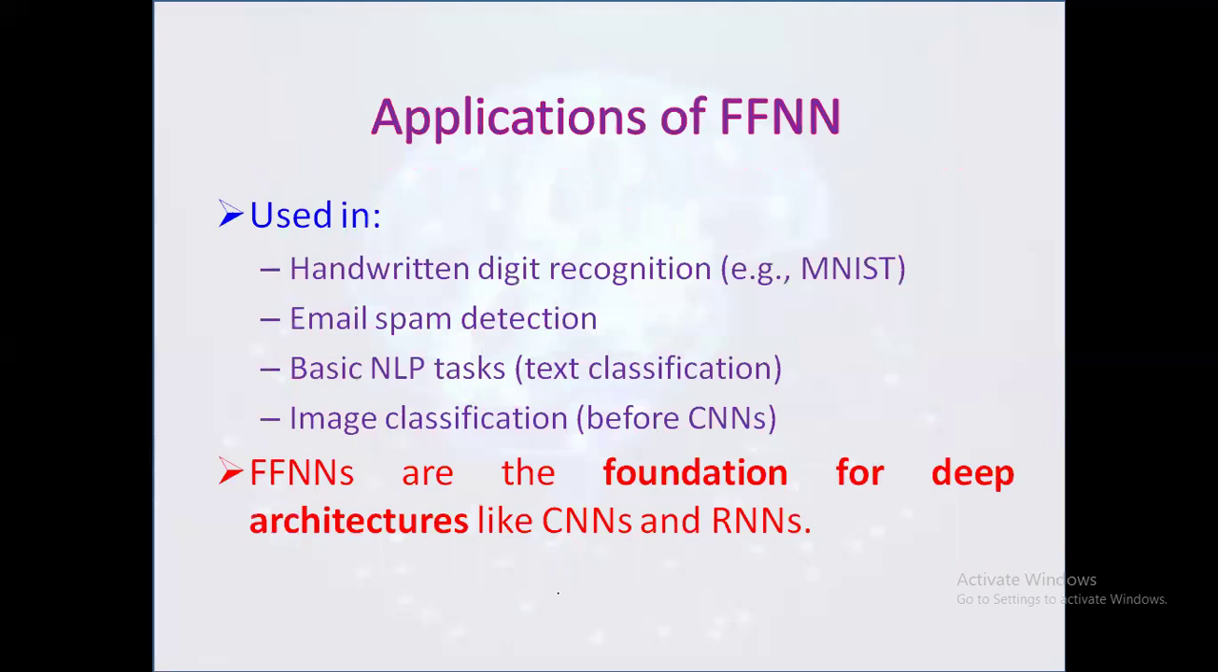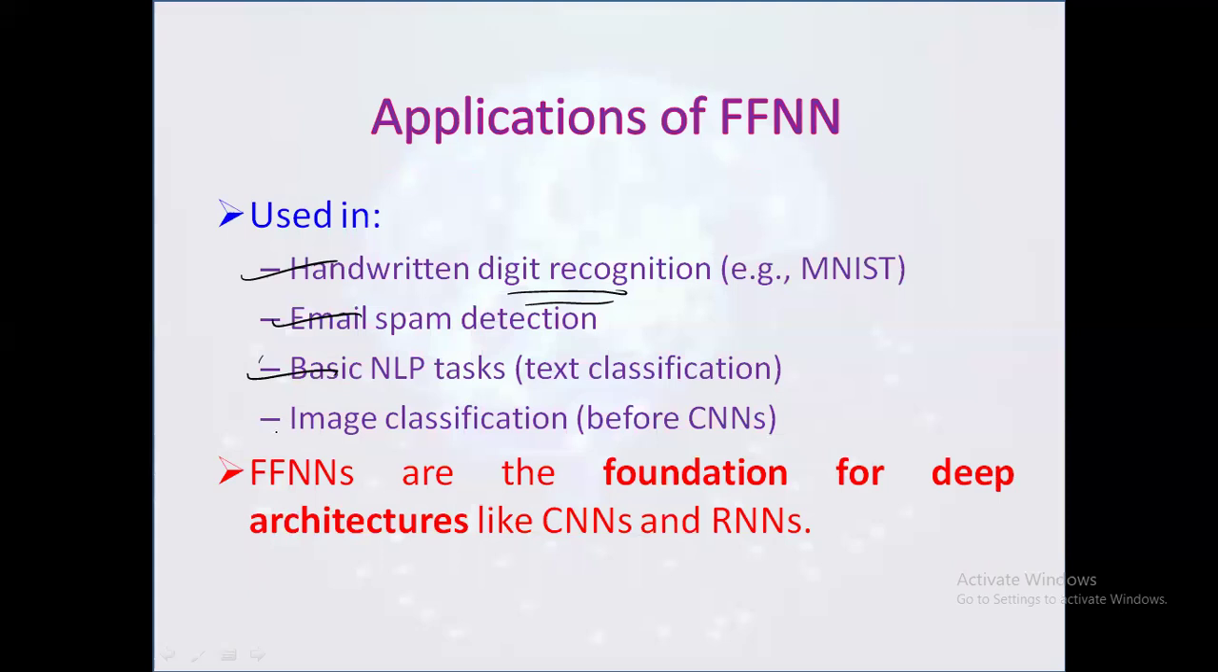Next, applications of feed-forward neural networks. They are used in handwritten digit recognition with the MNIST dataset. From datasets like MNIST, even without convolution layers, they can learn to distinguish numbers based on pixel patterns. Next, email spam detection. A feed forward neural network can classify emails as spam or not based on features like keyword frequency, sender information, and message formatting. This application demonstrates that feed forward neural networks are used in text-based classification tasks.